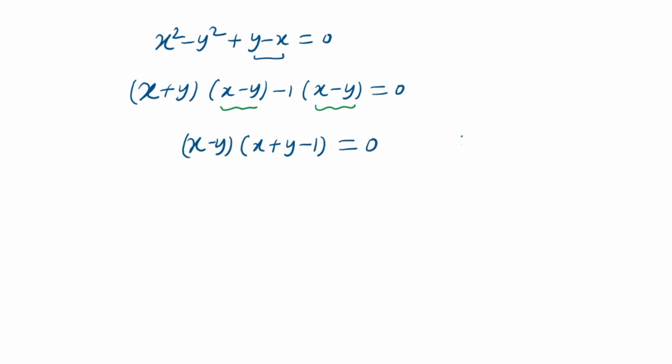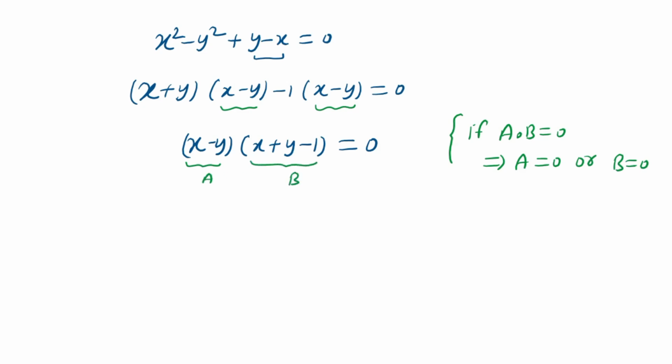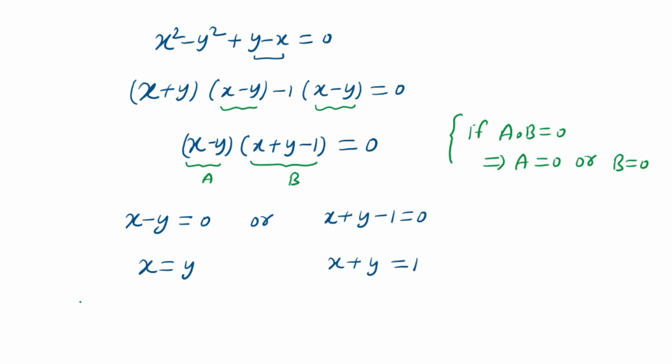Here we will apply this rule. If a into b, this is equals to 0, this implies value of a is equals to 0 or value of b is equals to 0. Suppose this expression is a and this expression is b, and if we apply this rule here, then you can say x minus y, this is equals to 0, or x plus y minus 1, this is equals to 0. Here value of x is equals to y, and here x plus y, this is equals to 1.